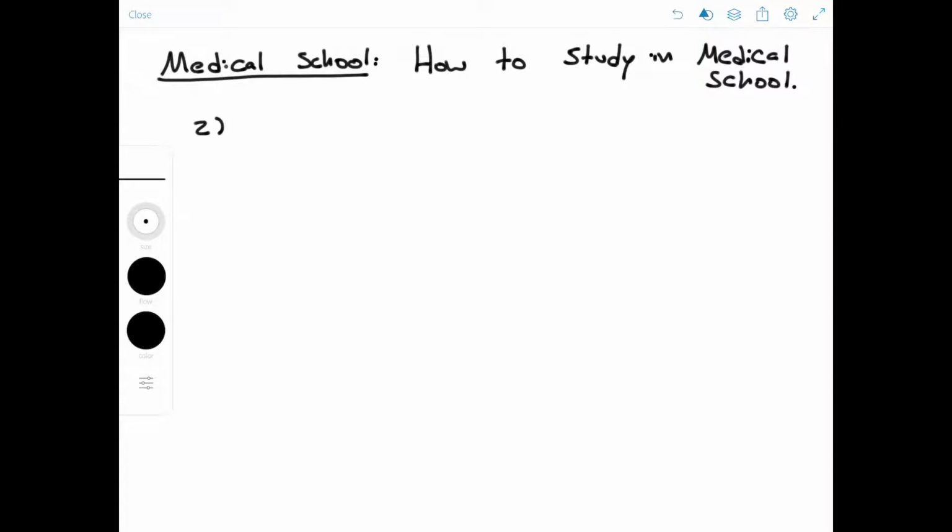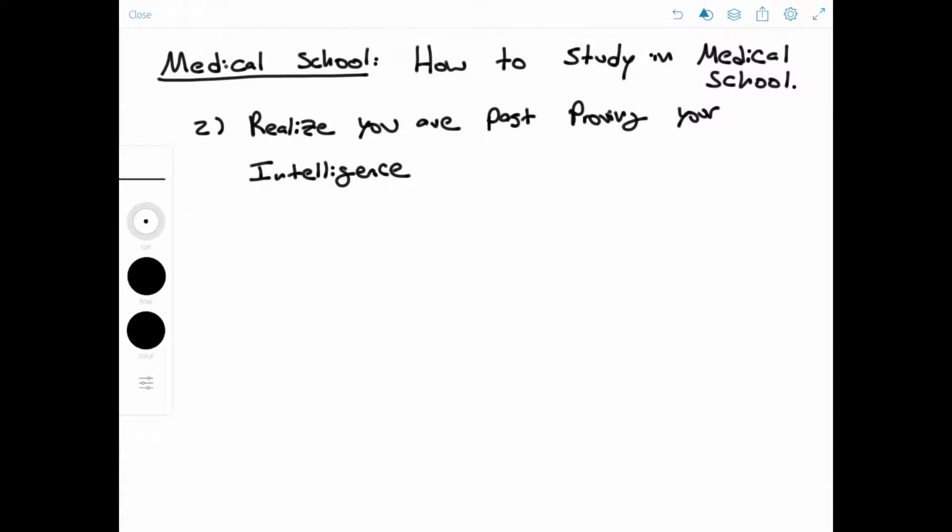All right, this next point is very, very important, okay? What you have to realize now is that you are beyond proving your intelligence. If you're an undergrad and you're upwards of senior and junior and you're going to apply for medical school, you've proven that you're intelligent. If you're in medical school, you've proven that you're intelligent. Intelligence isn't what you're trying to do anymore. You've proved that you're capable. You've proved that you're able to learn, understand, and apply yourself.